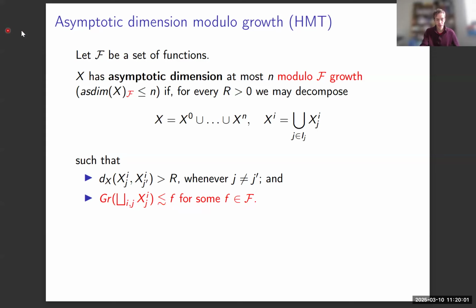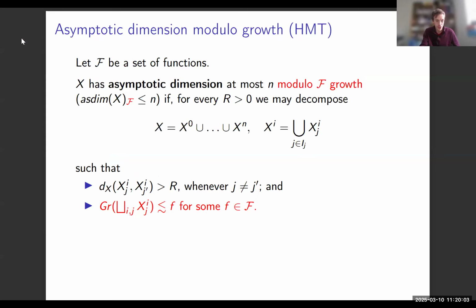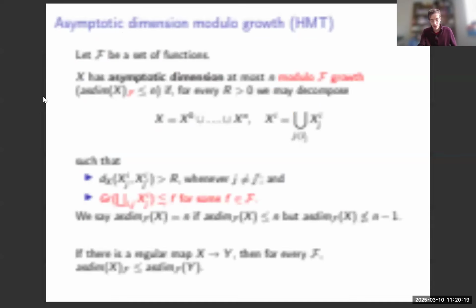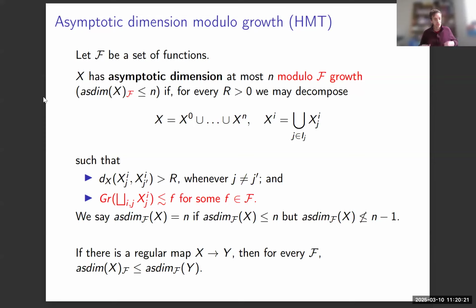Okay, and so this gives us a lot of freedom to choose the capital F as we like for whatever situation we're in. We say the same thing. The asymptotic dimension is n if it's at most n, but not at most n minus 1. And like the other two cases, we have this invariance with respect to regular maps.